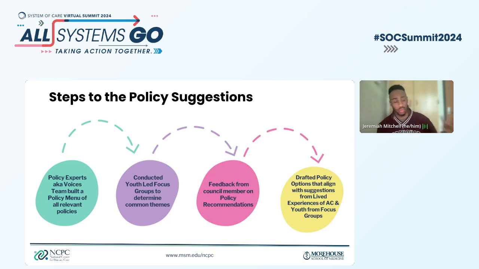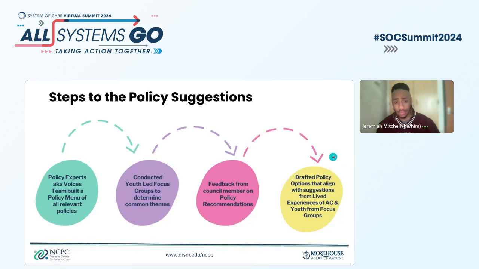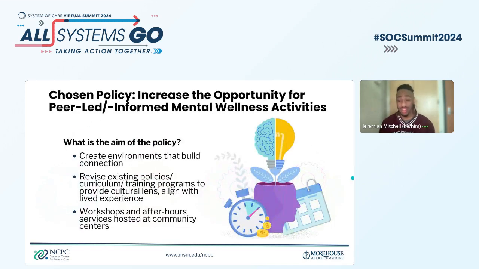So now that we had this research backing, we also had the policies that were recommended. We took both of these and took the feedback of our council members so that we could draft a policy in this last part from the lived experiences and the learned experiences to create the policy that you see on the screen, which is to increase the opportunity for peer-led/informed mental health wellness activities. So we want to make sure that with this policy that we are implementing, we encourage more peer-led mental health and mental wellness activities.